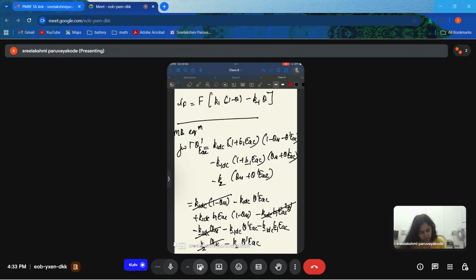Now let us cut out EAC from all the sides. J omega gamma theta dash. EAC gone, EAC gone, EAC gone. Now let me rewrite all the terms with theta dash. So this term has theta dash. This term has theta dash. This term has theta dash.